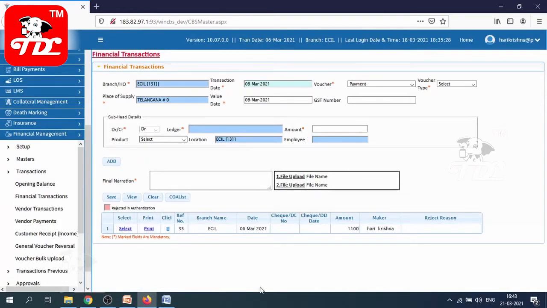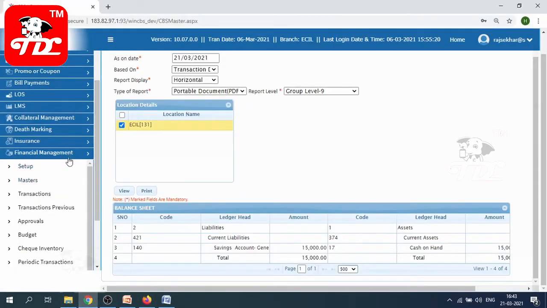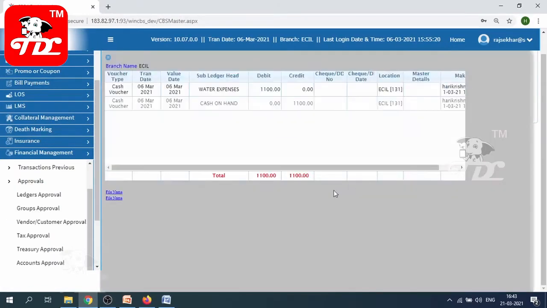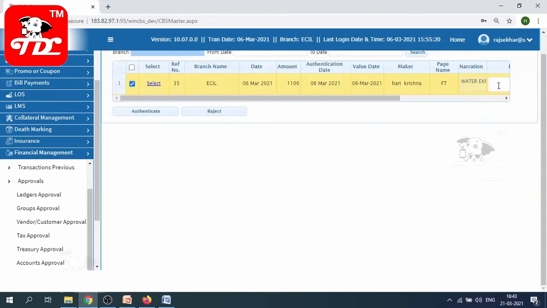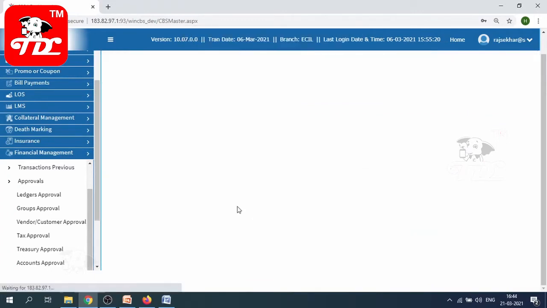Now I have to go to the checker and approve the transaction, because as a maker I had performed the transaction. So I'll go to financial management, then approvals. You can see water expenses 1100 rupees. This expense is paid as cash. Now I'll approve the transaction, successfully authenticated.